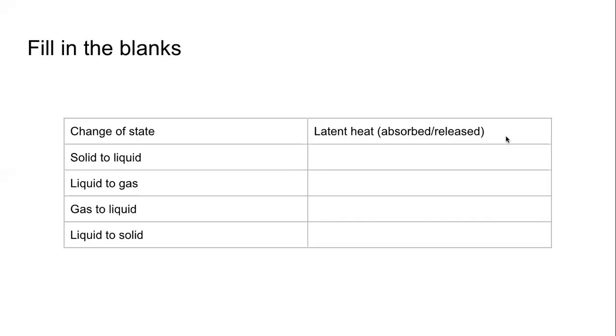Once again, there is a table, but this is not about matching. We have to fill in the blanks. So on the left-hand side of the table, there are two columns. Left-hand side, the change of state. What is the change in the state of matter that is given? So solid to liquid, liquid to gas, gas to liquid, liquid to solid. These things are given. On the right-hand side, we have to write what happens with the latent heat in each of these cases. That is, is the latent heat absorbed or the latent heat released?